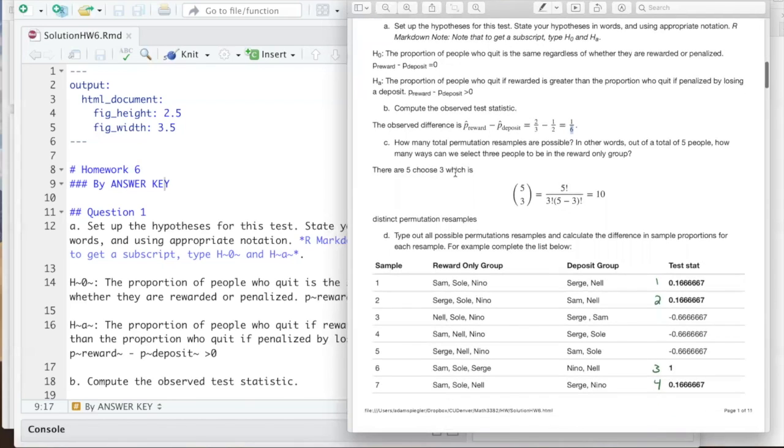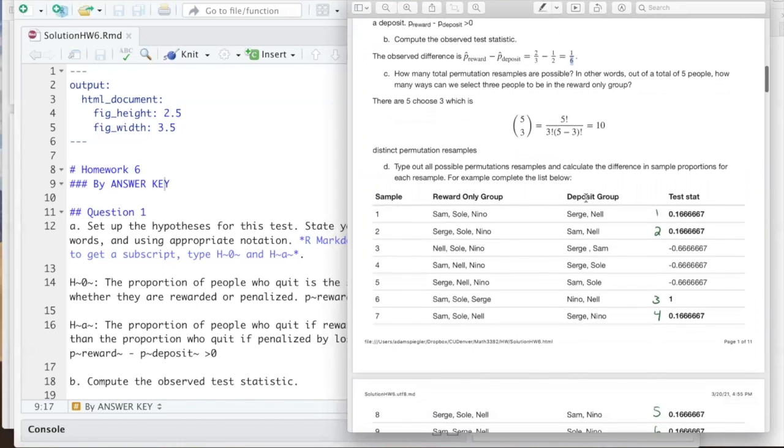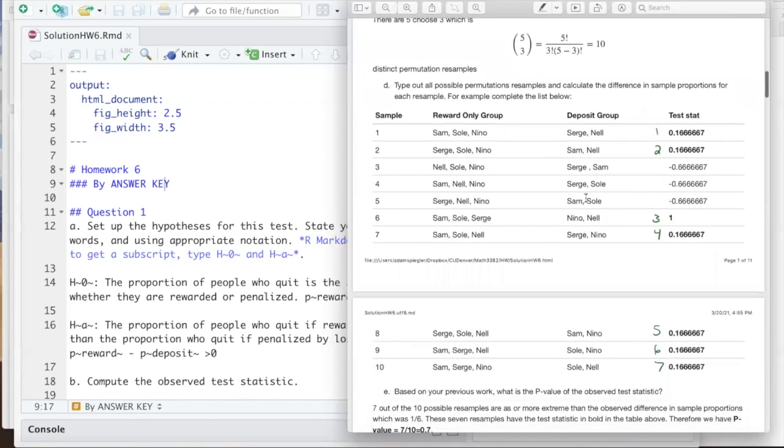Overall, there would be 5 choose 3 ways of constructing permutation resamples. So that's 10 of them. And here we've done them by hand. These are all possible 10 permutation resamples. Every single one of these resamples is different. And now what I've calculated was the corresponding difference in the proportion of people who quit from the reward group minus the proportion of people who quit in the deposit group. So number 1, this was the sample that we started with, and here are all the others.